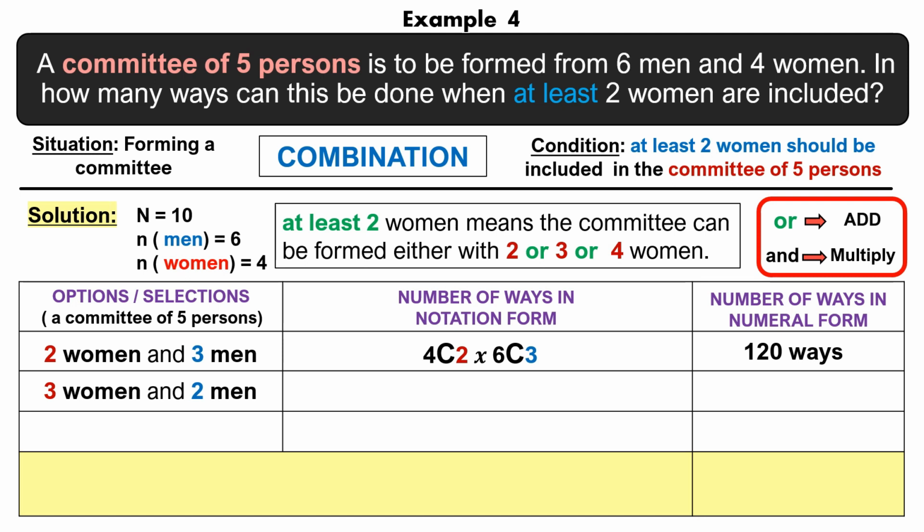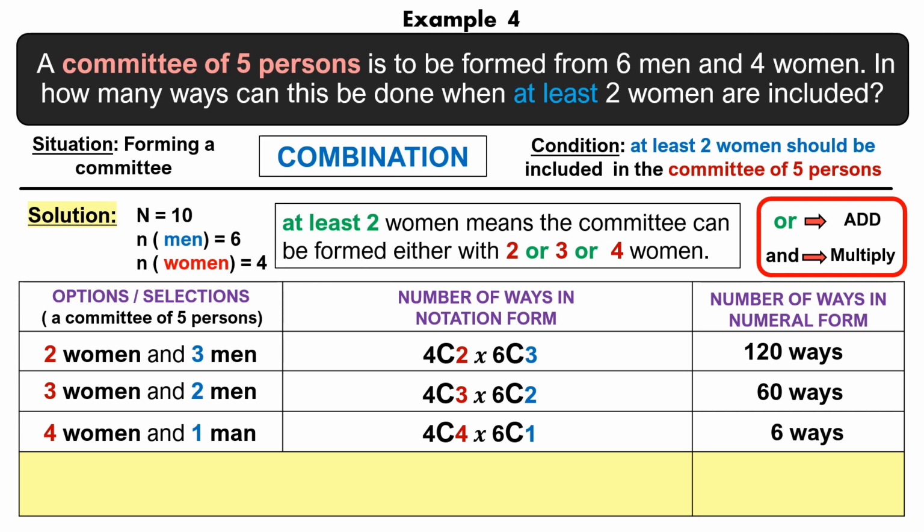For the second option, a 5 persons committee with 3 women included, we have a combination of 3 women and 2 men. And the number of ways it can be done is 4 choose 3 times 6 choose 2. And this is equivalent to 60 ways. For the third option, a 5 persons committee with 4 women included, we have a combination of 4 women and 1 man. And the number of ways it can be done is 4 choose 4 times 6 choose 1. And this is equivalent to 6 ways.